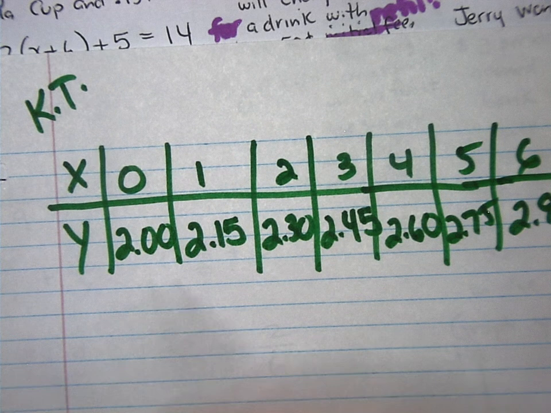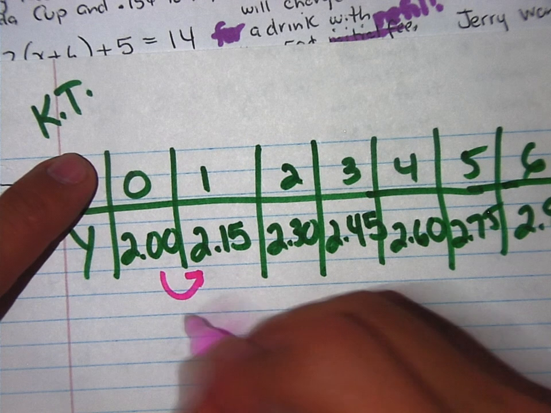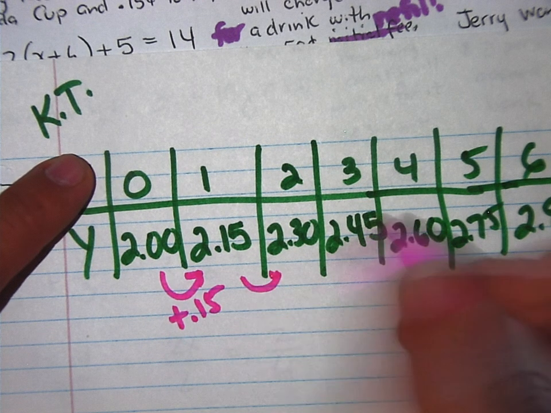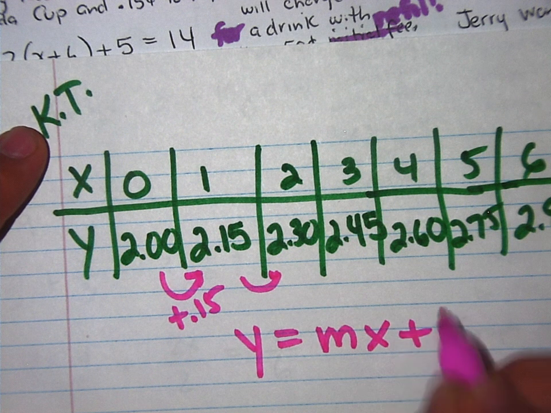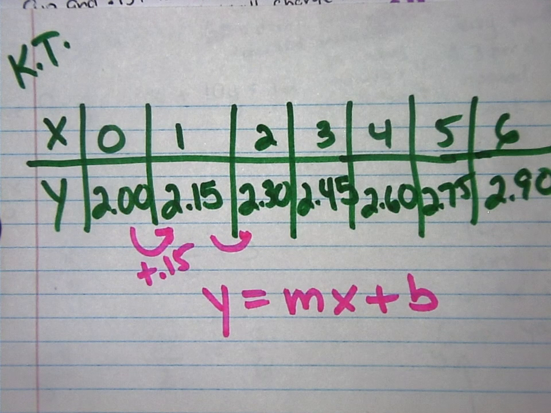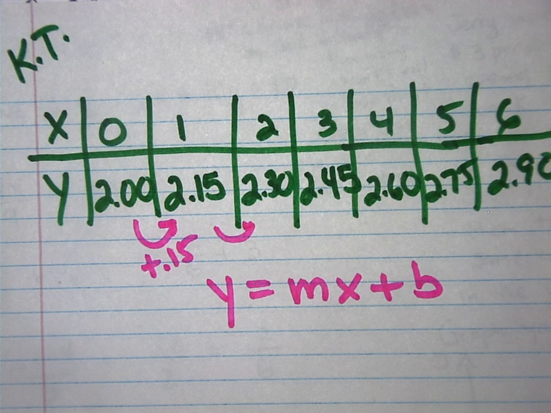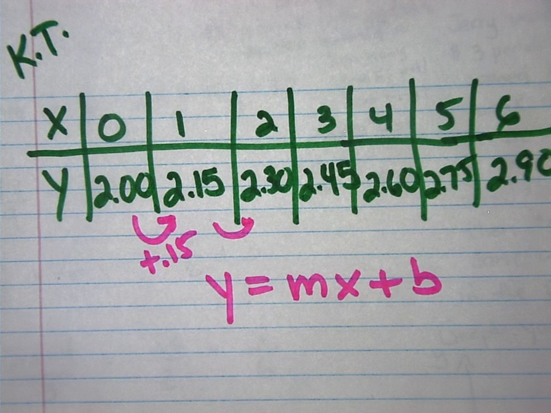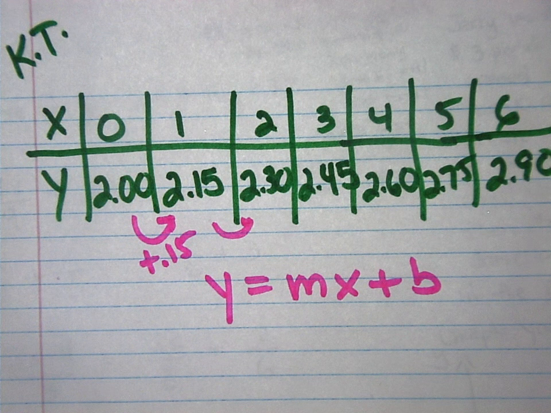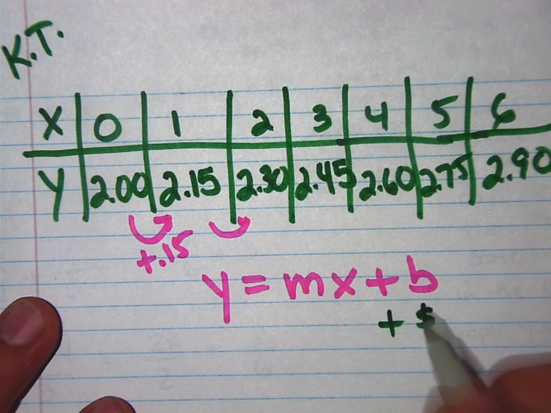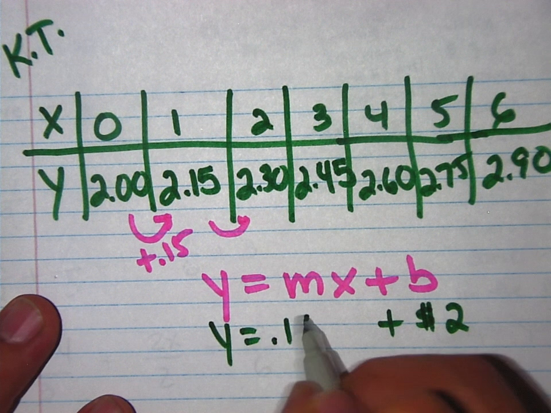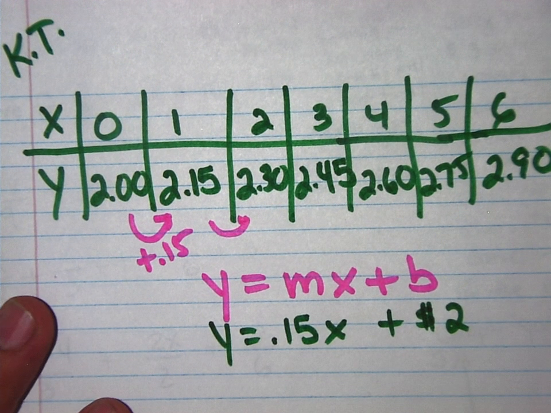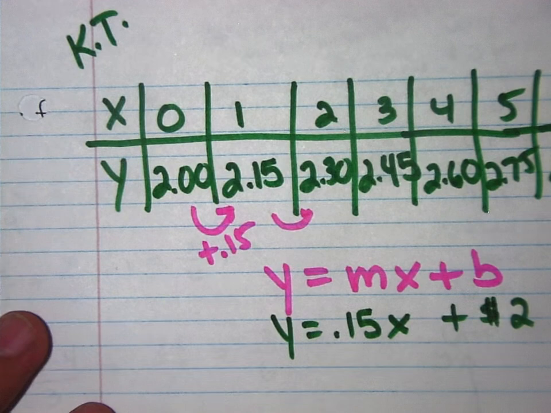Can I find an equation? Because the refill is 15 cents, that's the growth. So it's plus 15. Y equals mx plus b, right? So what's your starting point? You're starting with $2. So I'll just put 2. What's your growth? 15. So y equals 0.15x plus 2. There's your equation. That's for King Taco.